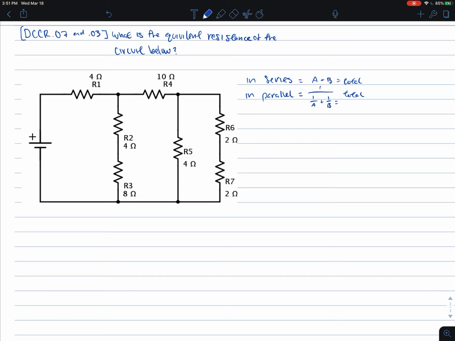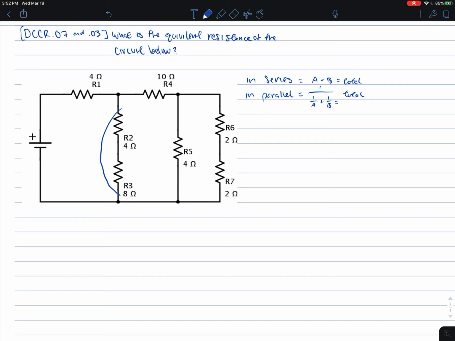In order to find it, I watched some videos on this because it was confusing me a bit how to combine the series and the parallel ones, and from what I found, you just keep redrawing the circuit as you simplify it. So that's the route I'm going to take today.